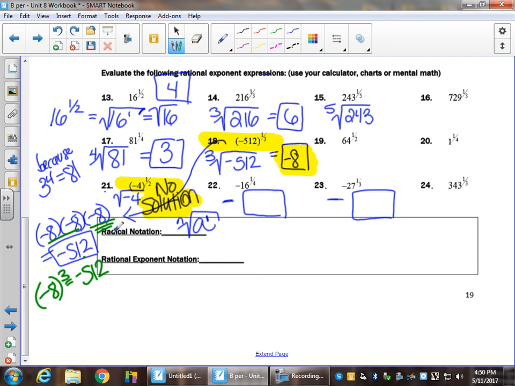To rewrite from radical to rational notation, we say nth root. Because n is the root. And I would rewrite this as a to the 1 divided by n.